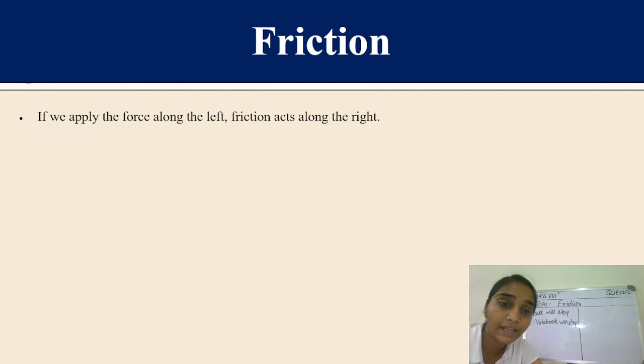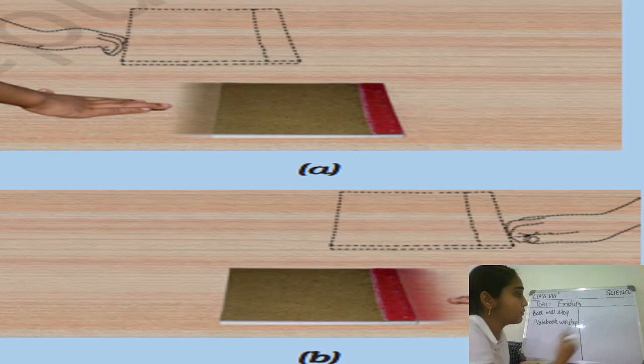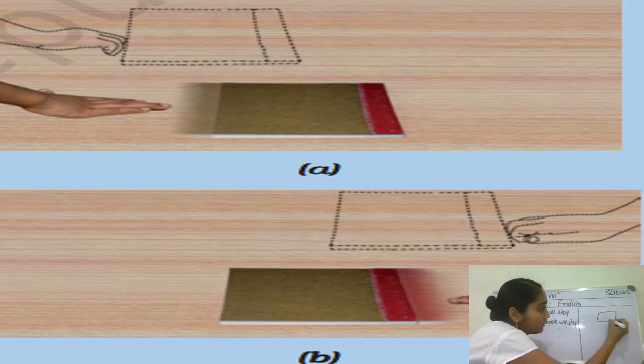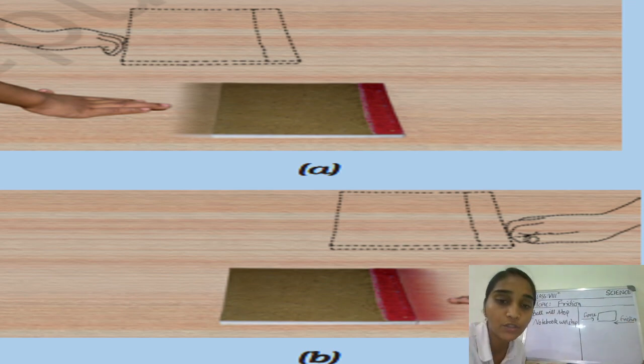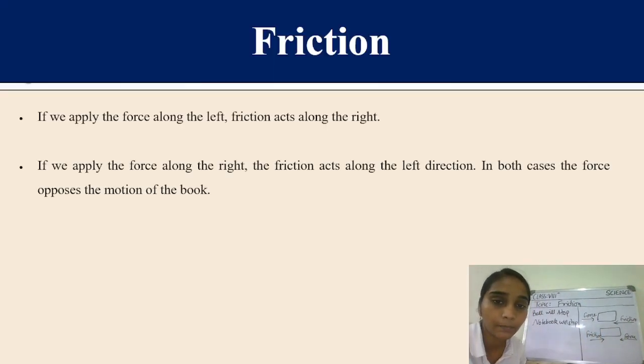So students, if we apply the force along the left, the friction will be along the right. You can see we are applying the force to the left of this object, so the friction will occur from the right of this object. Like we have this notebook kept, we are applying the force from this side, so the friction will be acting from the opposite side. This we already know, that friction opposes motion. Or if we do it inversely, applying the force from the right side, the friction will occur from the left side, right? So if we apply the force along the right, the friction will be on the left side.